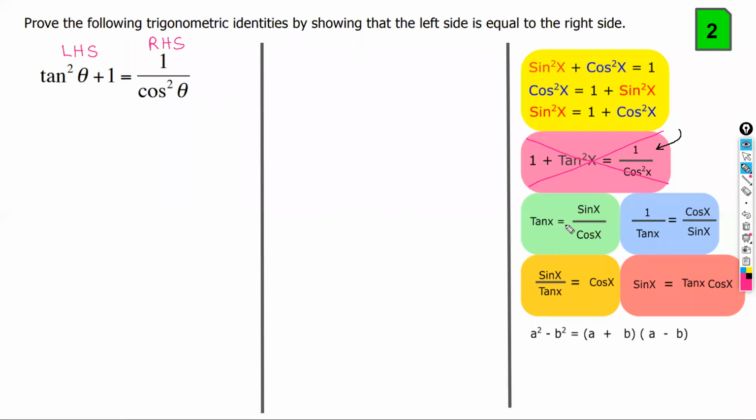So let's choose the left-hand side. We're going to let the examiner know: choose left-hand side. So I'm going to only write the left-hand side here. Tan squared theta plus 1. And when we're finished, it's supposed to look like the right-hand side.